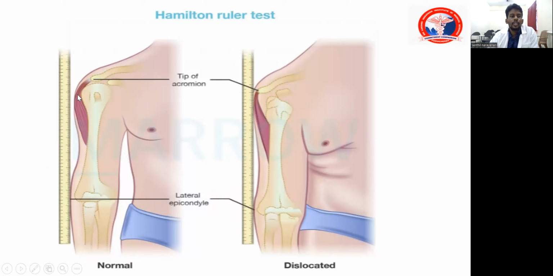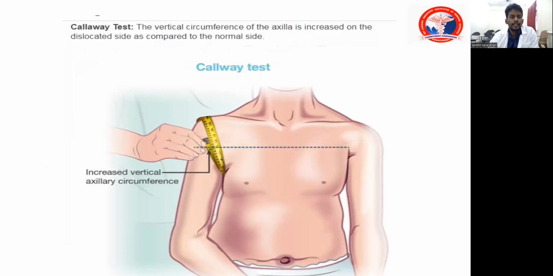In normal cases the ruler is not touching both. In the dislocated shoulder, the lateral condyle and the acromion can be touched by the ruler at the same time. The vertical distance to the backside is increased on the dislocated side as compared to the normal side.